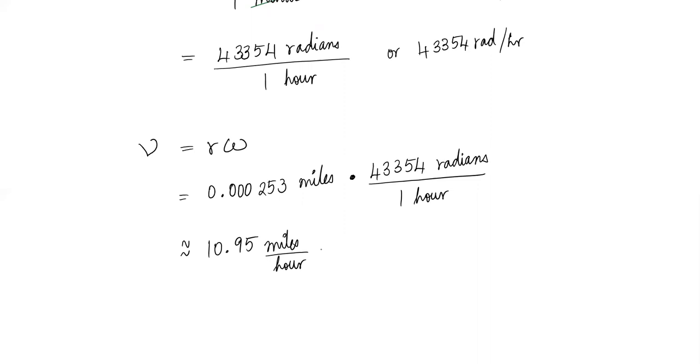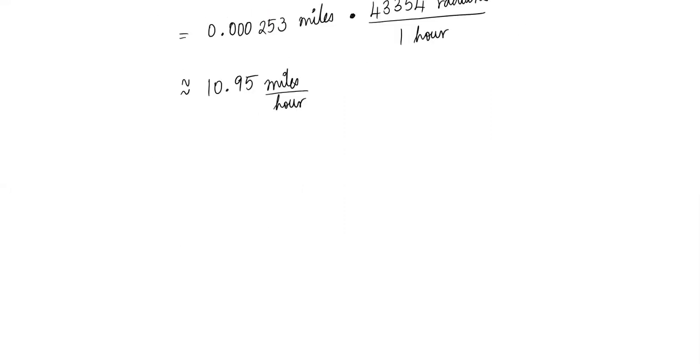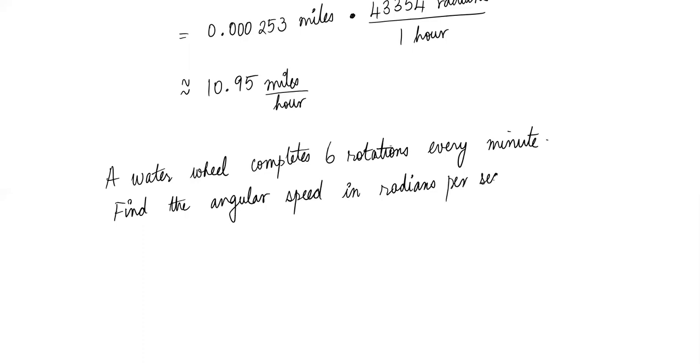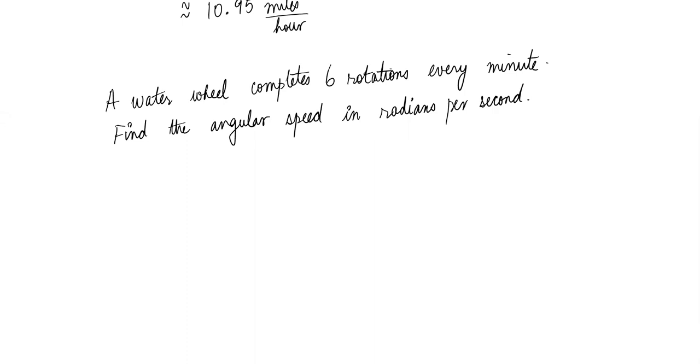We're able to do that. To do one other quick question. A water wheel completes 6 rotations every minute. Find the angular speed in radians per second. And for that, we want to just focus on omega, right? Because they gave us the rotations. See that here? They gave us the rotations. The problem is it is not in radians per second. It's not in the angular speed notation.